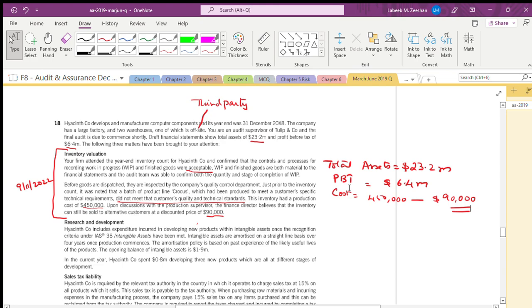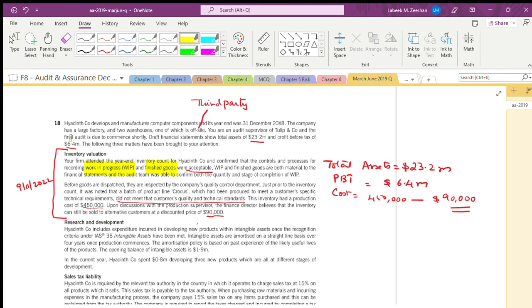They are focusing on what? Work in progress, is it right? They are focusing on what? Where you attended the inventory count, confirm that the controls and process for recording work in progress and finished goods were acceptable.